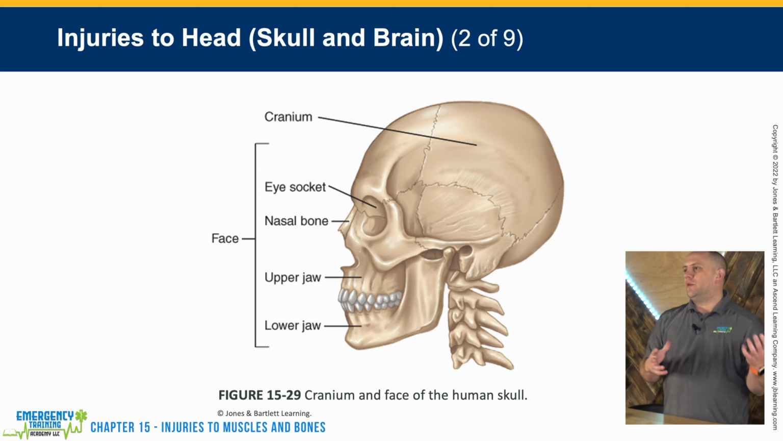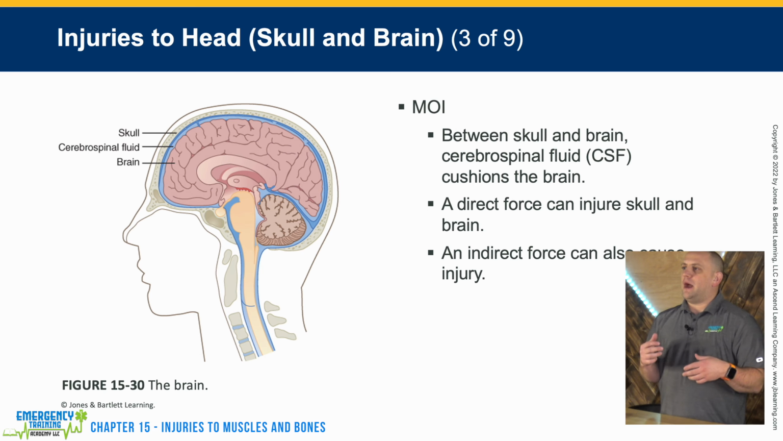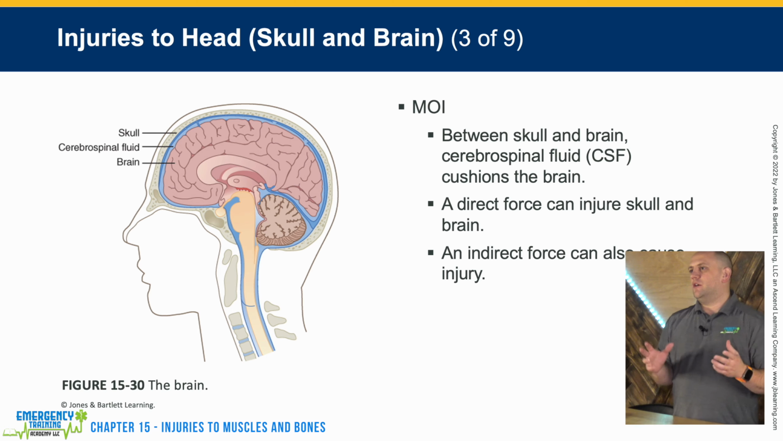The cranium holds our brain. And so when we think about the mechanism of injury, we need to understand what's happening inside of the skull. So we have the bone itself, and then we have a thin layer of fluid that encapsulates the brain and helps create a bit of a cushion. Any direct force to the skull can cause injury to the brain as it is moved back and forth inside that hard enclosed space.